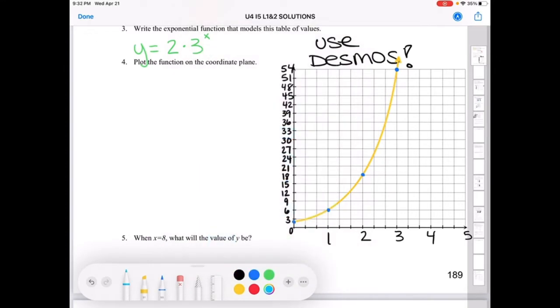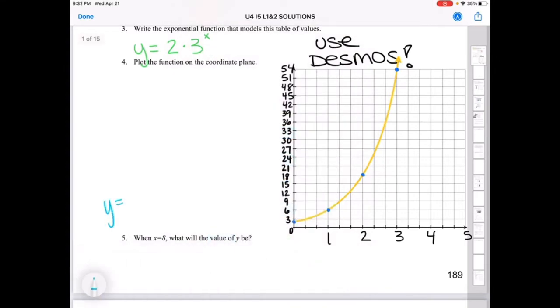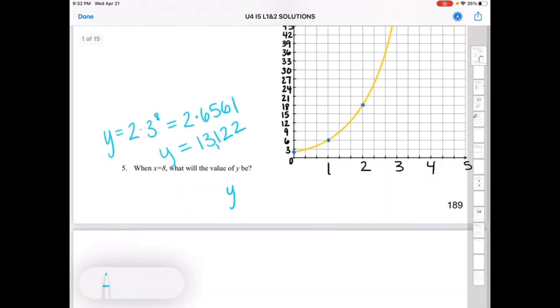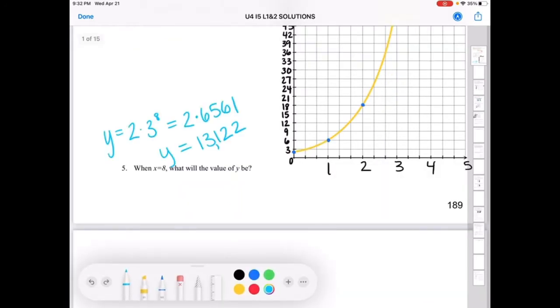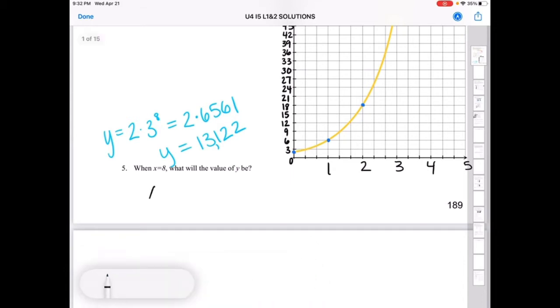So if I know that my x is equal to 8, then my y is going to be 2 times 3 to the 8th. If I did this out by hand, I'd be multiplying 2 by whatever 3 to the 8th is. If you do that on your calculator, you're going to get 6,561. And then if you multiply that by 2, you're going to be left with 13,122. And that's going to be my y value. Another way you could have done it was you could have used Desmos and plugged in x is equal to 8 with your graph, and where it intersects will be your y value.